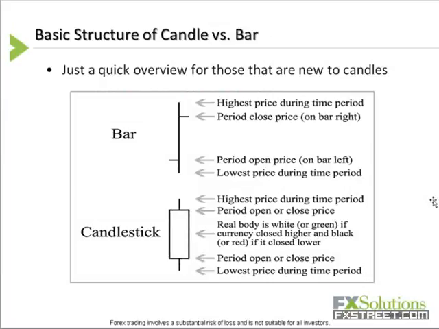Yes, this is the basic structure of candle versus bar. I'm not going to go through this much because you probably all know what this is, but this is a simple OHLC, or open, high, low, close bar. As we can see here, it opens on the left, closes on the right. Then we have the low near the bottom, and the high at the top. So we have the open, high, low, and close.